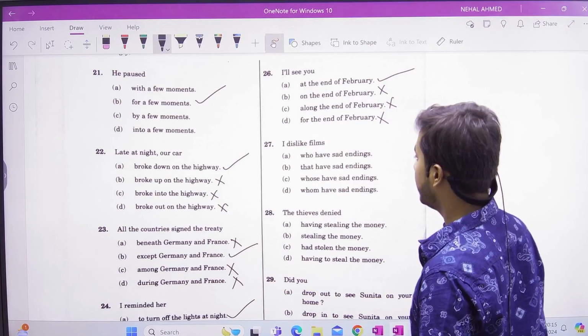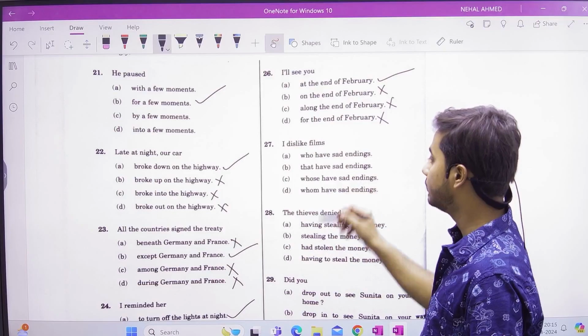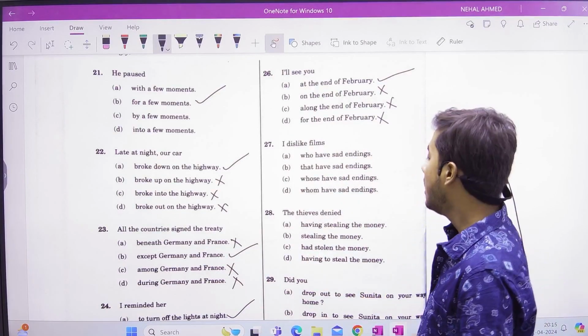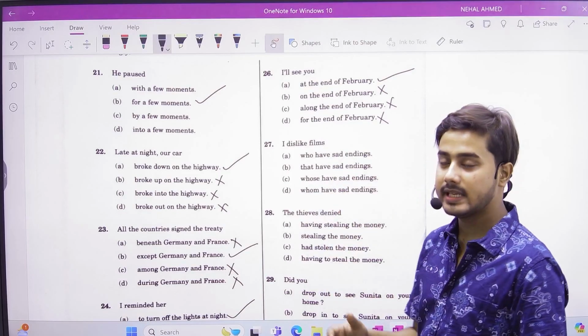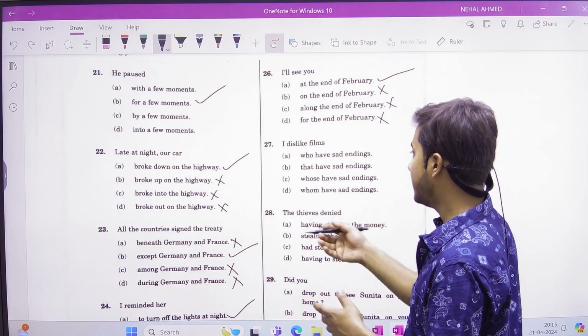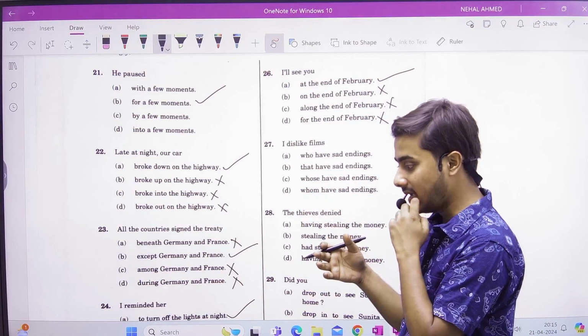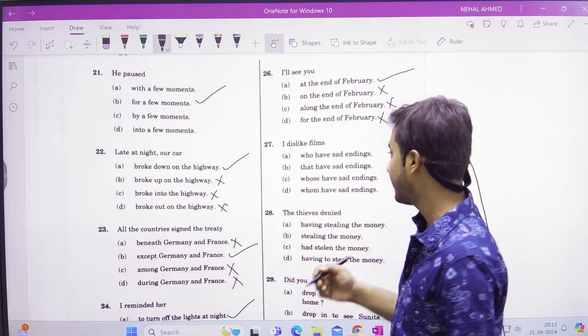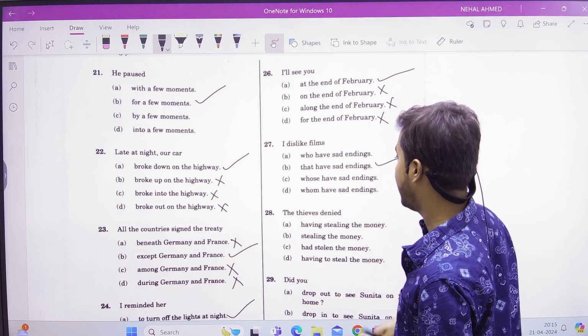I dislike film. Who, whose, whom. So these three are the pronouns that we use for humans, right? But films are basically material, right? They are not human. They're material, like something which is there, but does not have a life in it. It's not a form of life, right? So we go with that have sad endings.